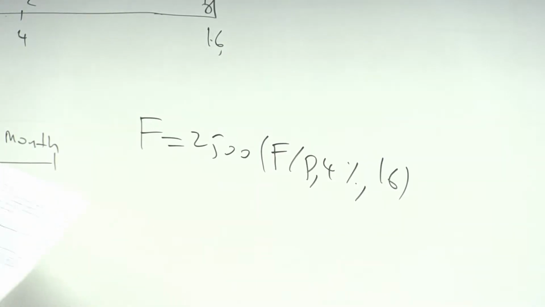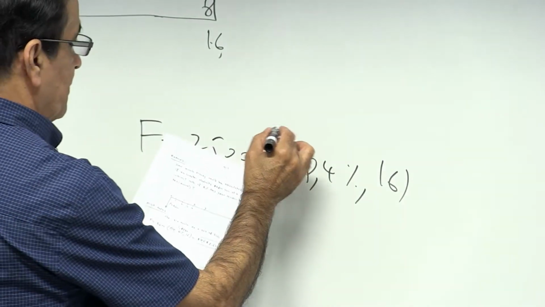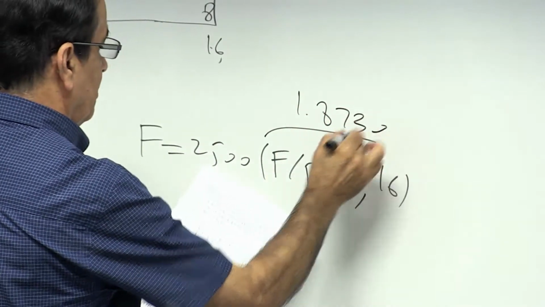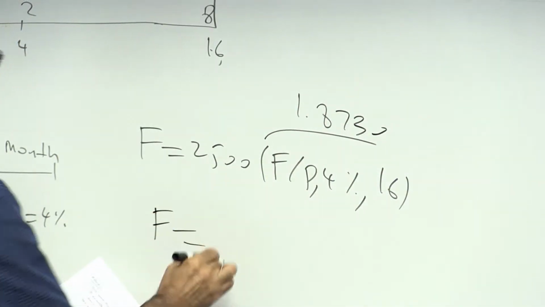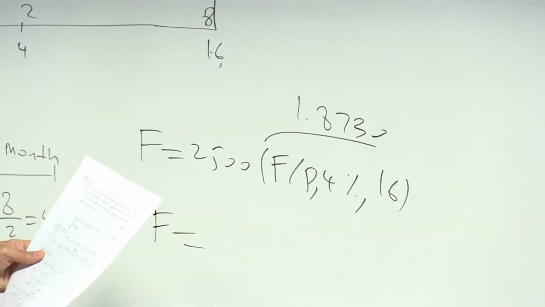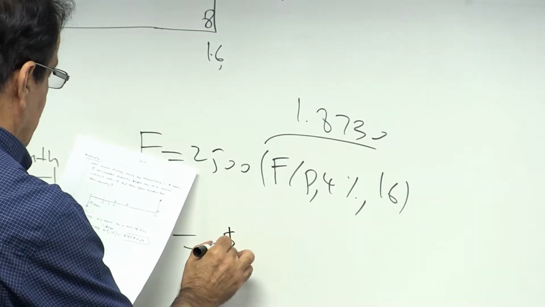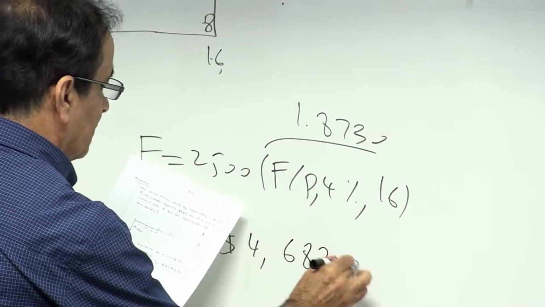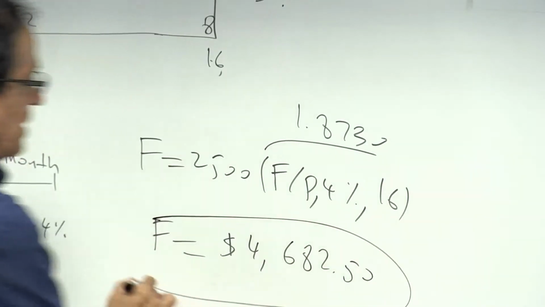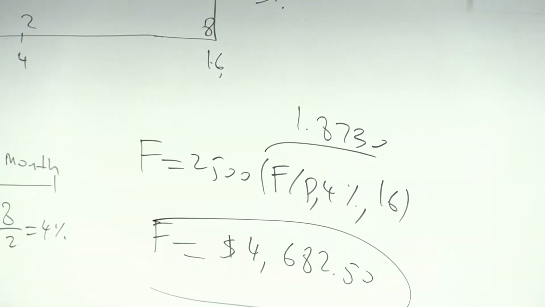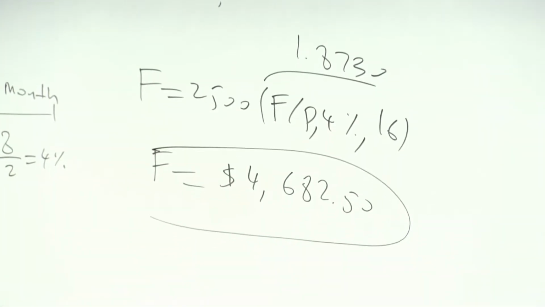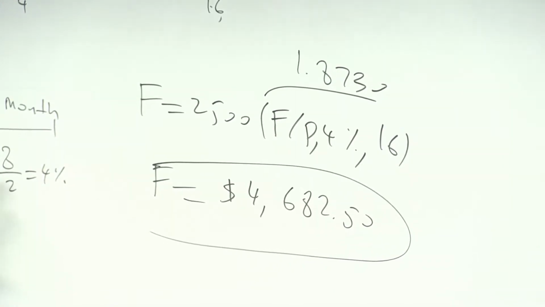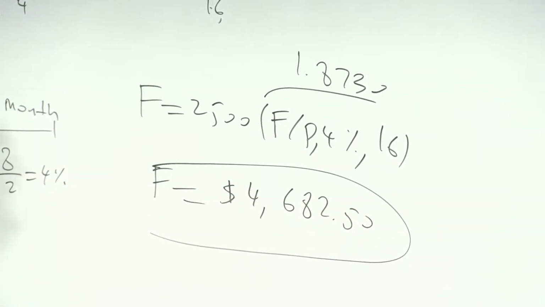So once you do this, you go to the table, and this factor is 1.8730. Simplify this equation, and the future value of your payment is going to be $4,682.50. So as you can see here, anytime the money is compounded more often than once a year, the best way to do it is to change your unit of time here from 1 year to 6 months.